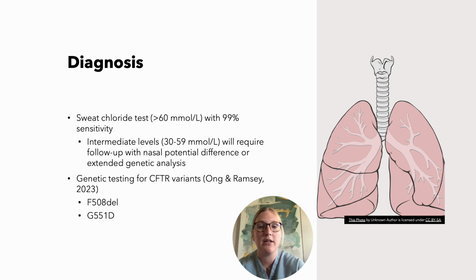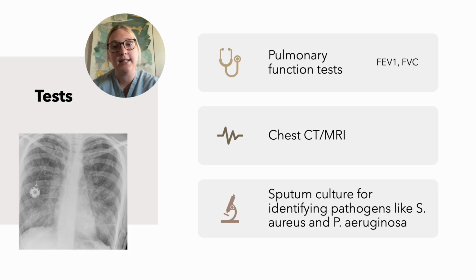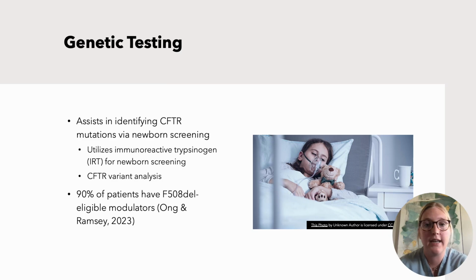And then they're also going to be doing genetic testing to test for those variants that we've already discussed. And again, the F508del is the most common. So going into some more testing, these patients are going to be getting PFTs, usually FEV1 or FVC, and they're also going to be getting a chest CT, an MRI. A lot of these things we can see before we undergo anesthesia. And also sputum cultures. They are going to be testing for pathogens very often because these patients are very susceptible to respiratory infections.